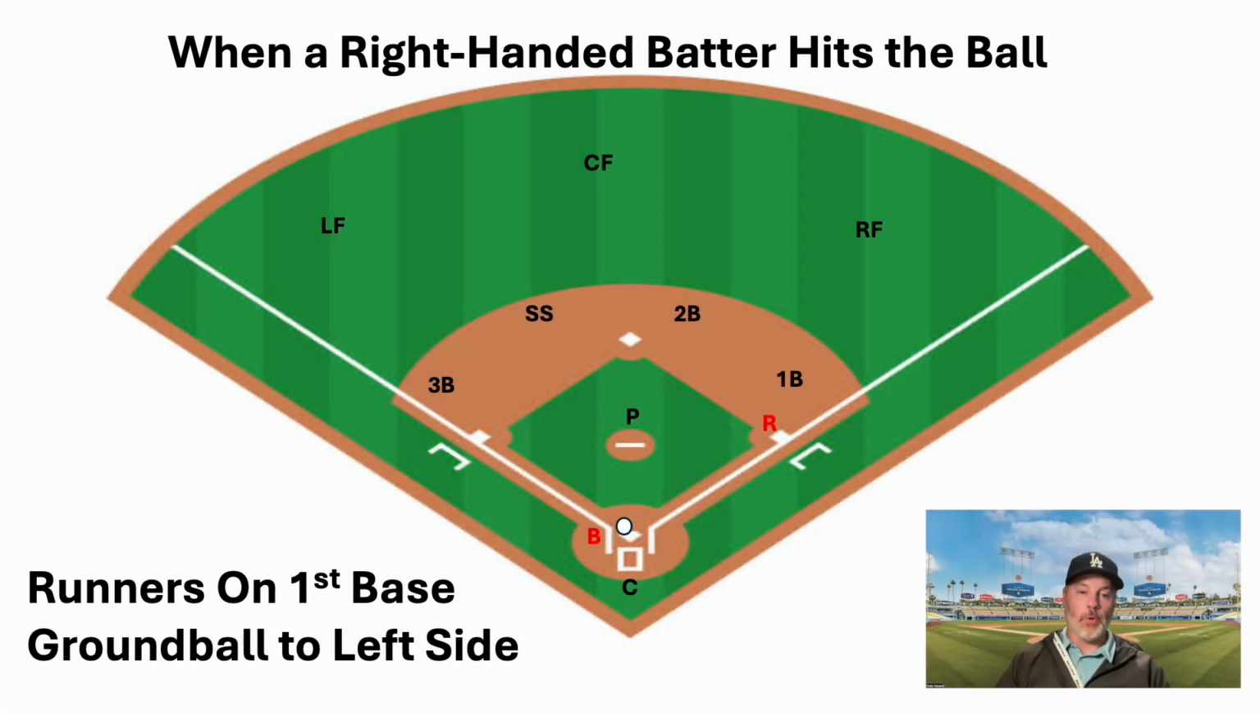The next situation, we're going to use right-handed batters for the next few situations. It's the same if it's a left-handed batter. It's just we're in a different alignment, right? We're in our left-handed batter alignment. So now let's say there's a runner on first base.